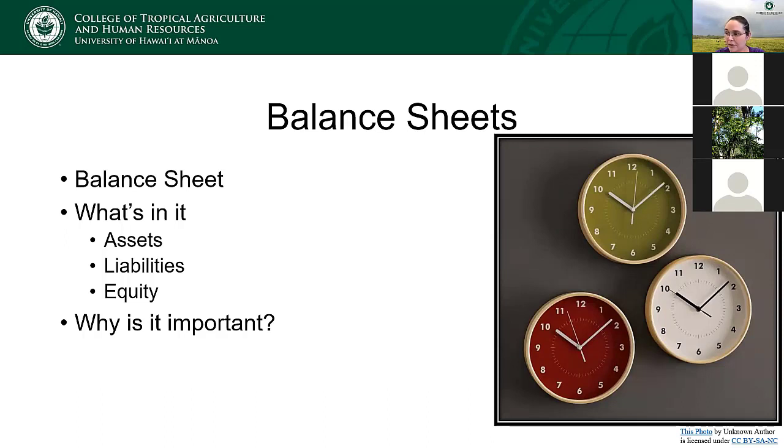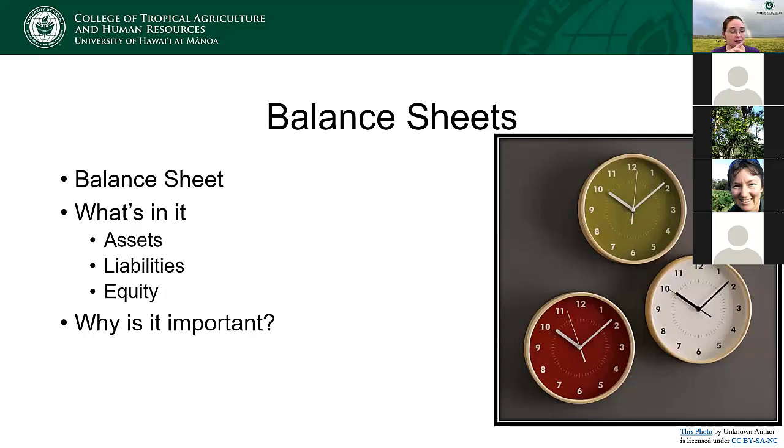So can any of y'all name some assets off the top of your head that someone might have? Farm equipment. Okay, thank you, Emily. So these things belong on the balance sheet, whether these items are paid for in full or whether there is debt against them, like the farm equipment. Liabilities are things like loans, credit cards, and other obligations.